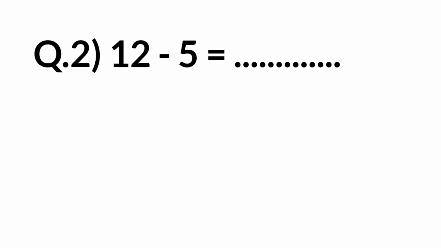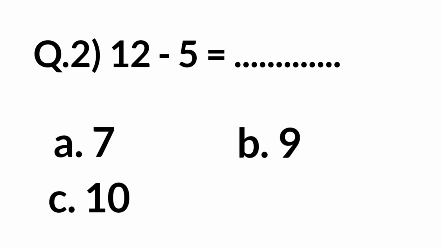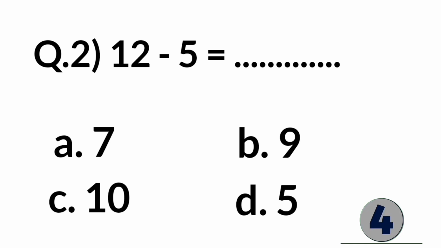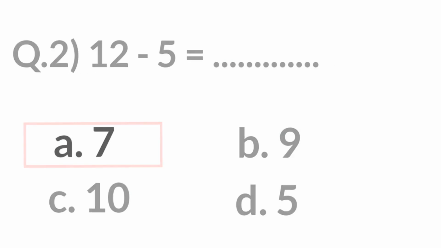Question number 2. 12 minus 5 is equal to option A 7, option B 9, option C 10, option D 5. The correct answer is 7.